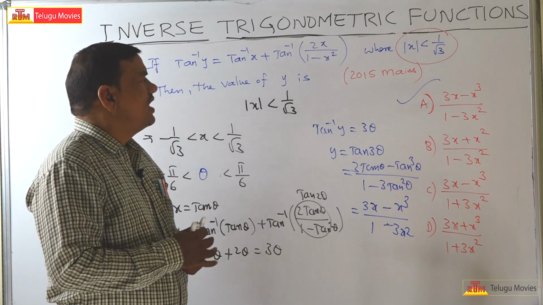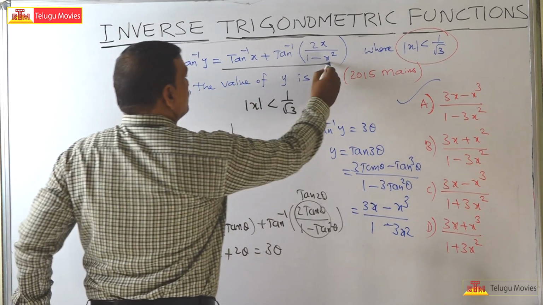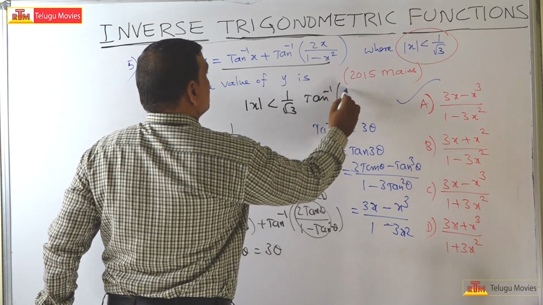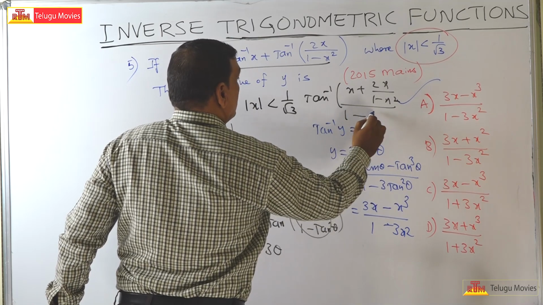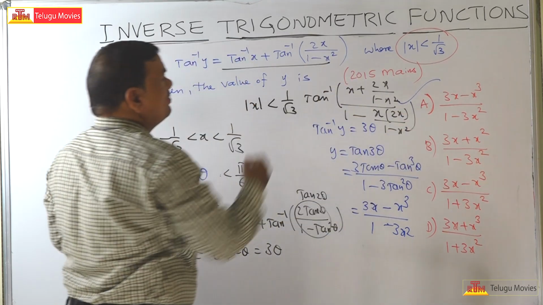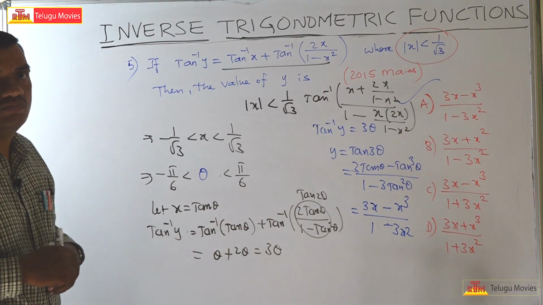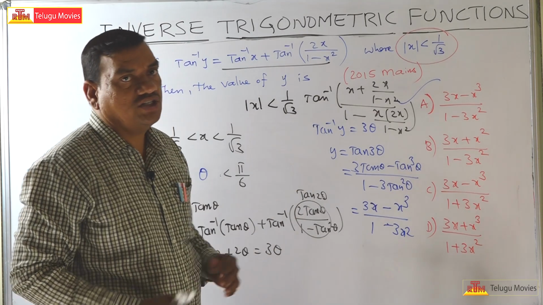Very easy problem. Otherwise, if you do not get this type of idea, you can take this expression directly: tan inverse of x plus 2x by 1 minus x square upon 1 minus x into 2x by 1 minus x square. You simplify this and you can get the answer like that also. I hope that you understand this solution.